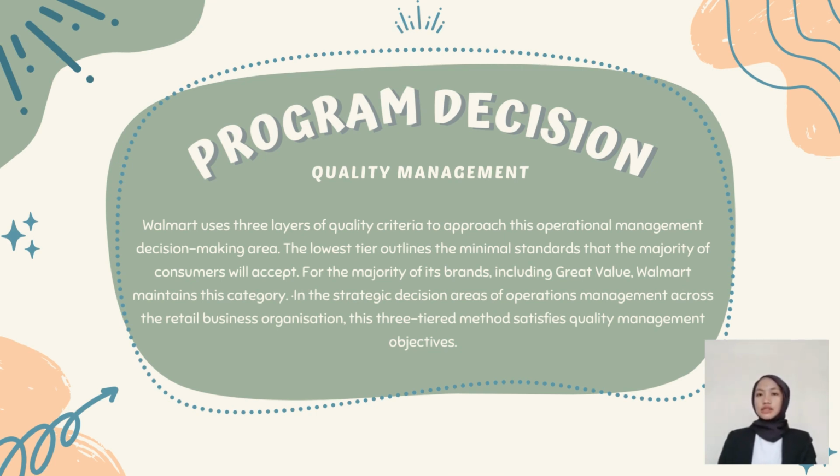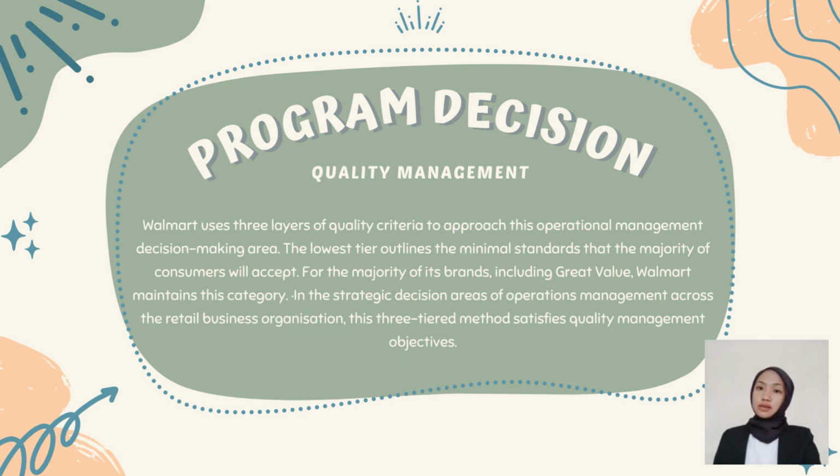Walmart uses three layers of quality criteria to approach this operational management decision-making area. The lowest tier outlines the minimal standards that most consumers will accept. For most of its brands, including Great Value, Walmart maintains this category. The market average quality for low-cost shops is defined by the middle tier. Some products fall under this category, which also determines the performance goals for Walmart employees, particularly those in sales.